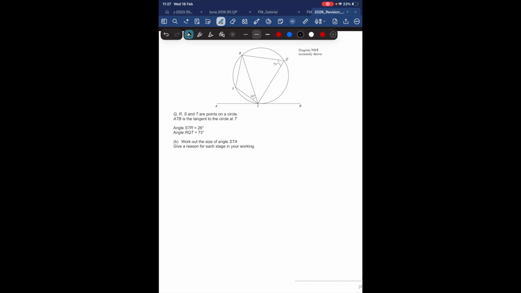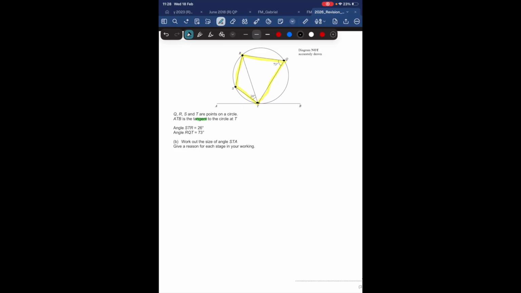There is a lot of information given in this diagram and in the actual question itself. The first thing to note is that this line ATB is a tangent line. It's a tangent because it just touches the circle at the point T. So that's the first thing to note. The other thing to note is that you should look for shapes like cyclic quadrilaterals. So immediately you should be able to spot that you've got a cyclic quadrilateral here. A cyclic quadrilateral is basically a four-sided shape where each of the corners has to touch the circumference of the circle.